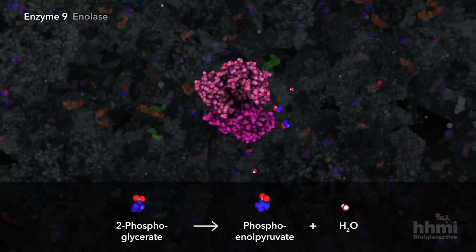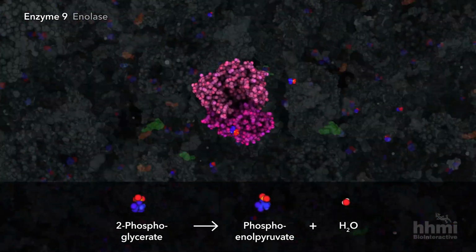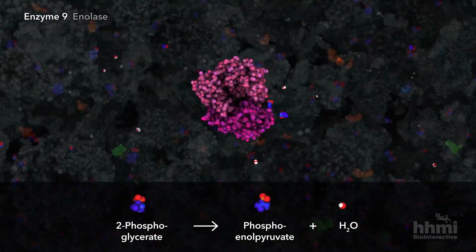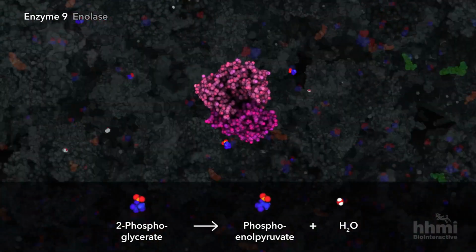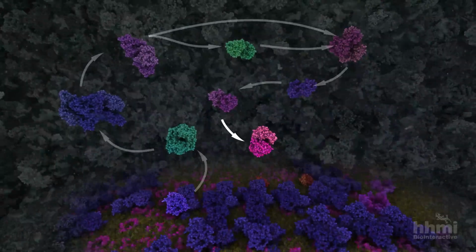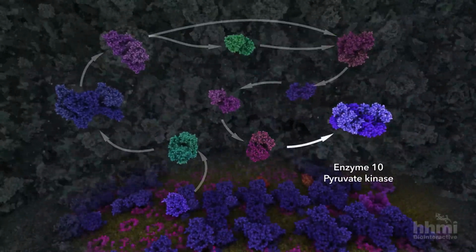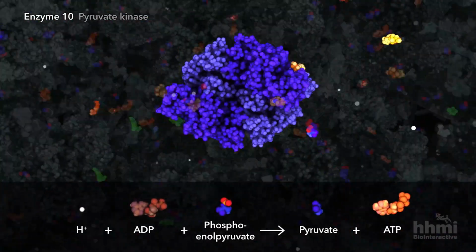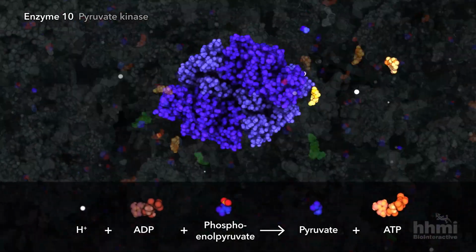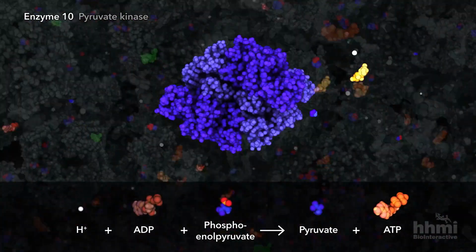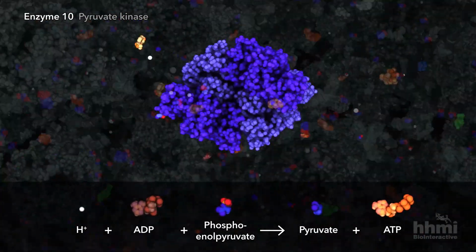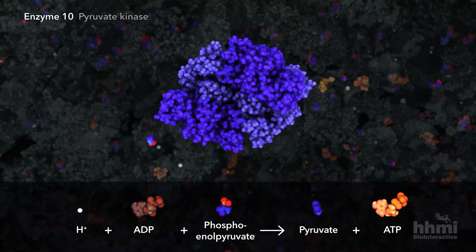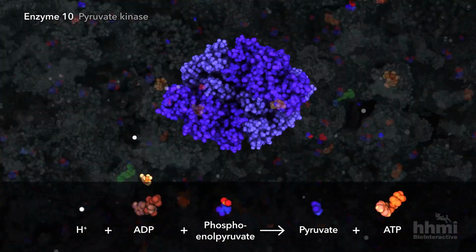The 9th enzyme catalyzes dehydration, increasing the potential energy in preparation for the final glycolysis reaction. The 10th enzyme transfers the remaining phosphate group to ADP, producing ATP and the 3-carbon sugar, pyruvate. Glycolysis finally produces a net gain in ATP.